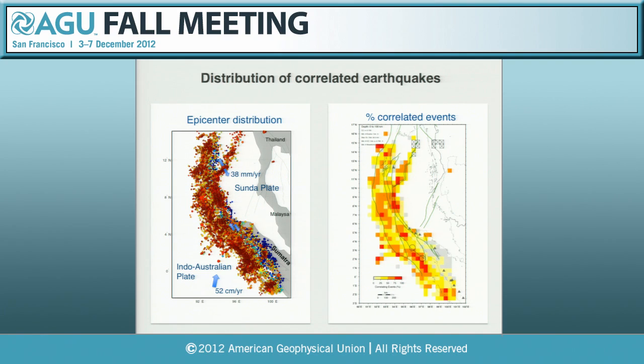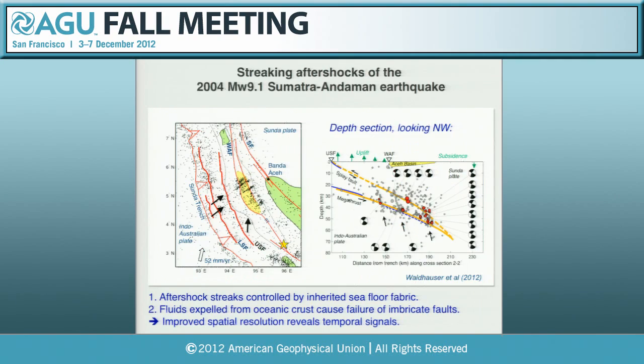So I'm going to focus on a very small area here of relatively large aftershock activity just offshore northern Sumatra. This is a study we did just a year ago. What you see here is northern Sumatra. The red lines are the active faults. The Sumatra fault is over here. The yellow patch here is the Aceh Basin.